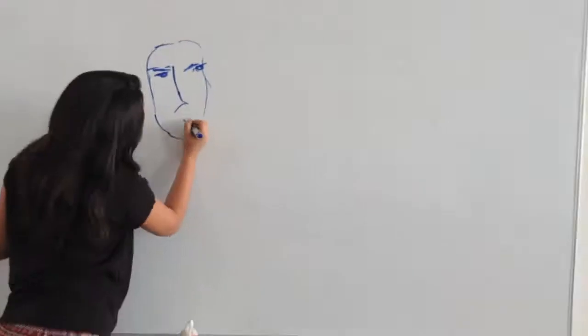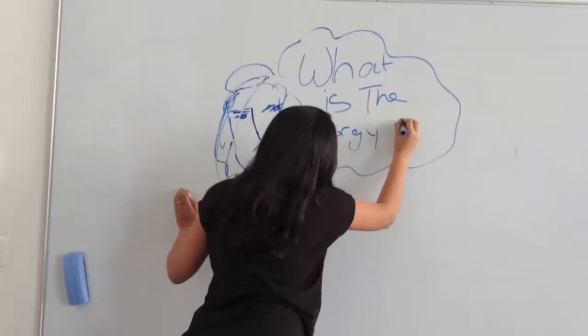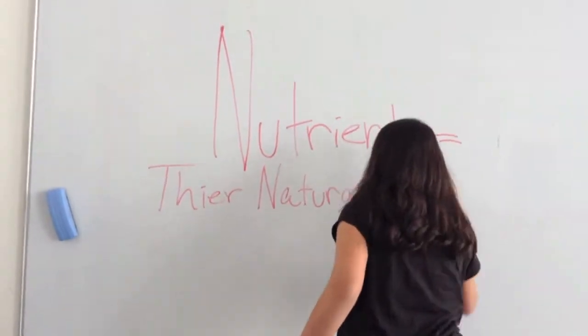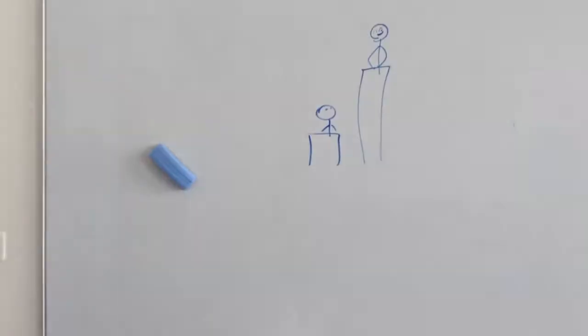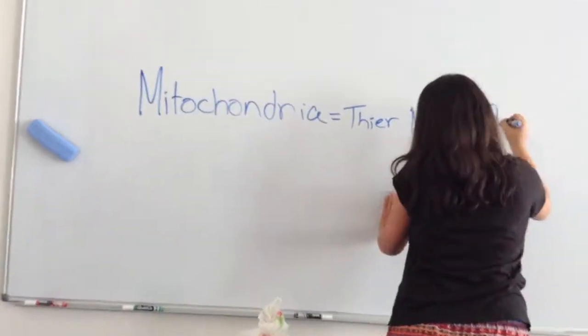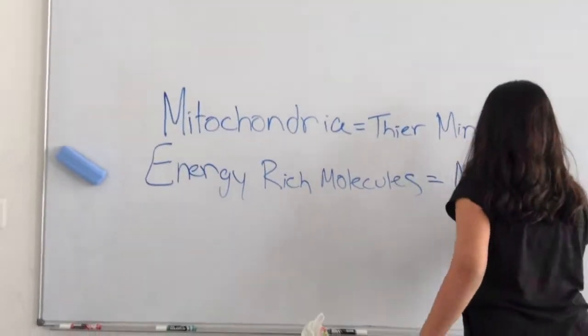Okay, the mitochondria. This part was a little harder because I had to ask myself, what is the energy for this process, and what keeps it going? And I came up with this apparently. The nutrients that the mitochondria takes in is the fact that everyone in this process has a high position in society and economy. The mitochondria would be their minds taking in this fact. The energy-rich molecules it produces will be the motivation to keep this job.